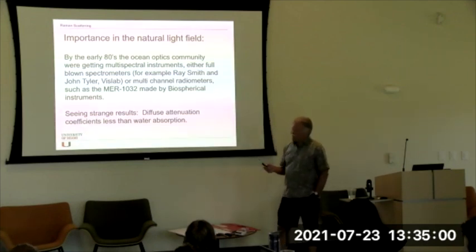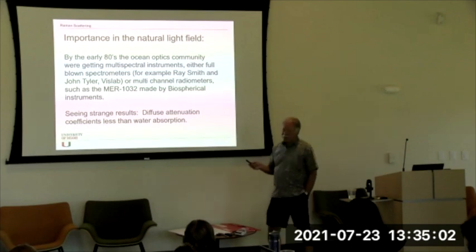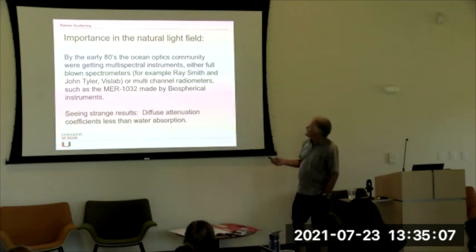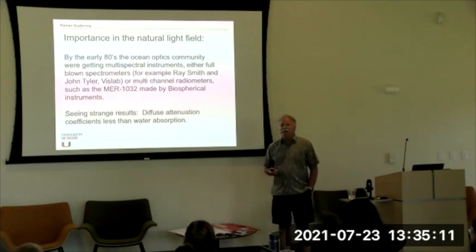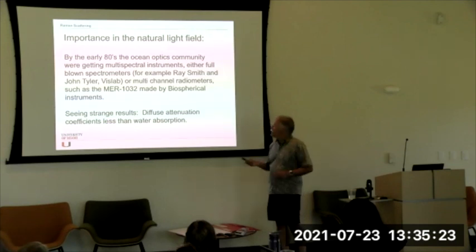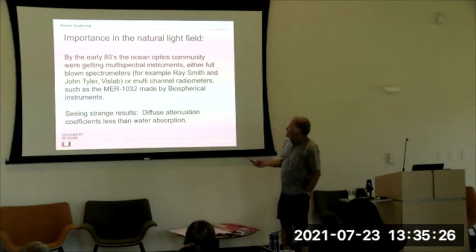We started getting these multispectral instruments, and the lab I was at then, I had just gotten out of school, got a 32 channel. We had 16 channels of downwelling irradiance, 16 channels of upwelling radiance. Is that right? Something like that. Okay, and 16 channels of upwelling irradiance. And it was called a MER-1032 made by Biospherics.